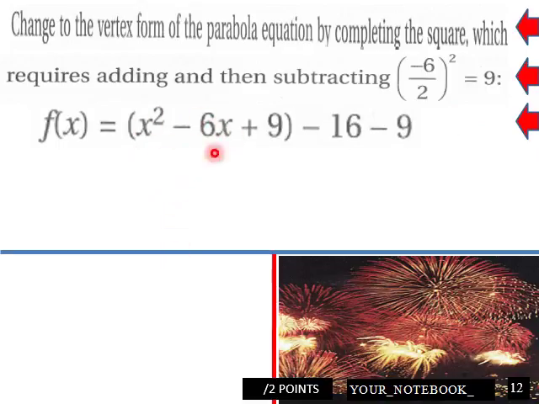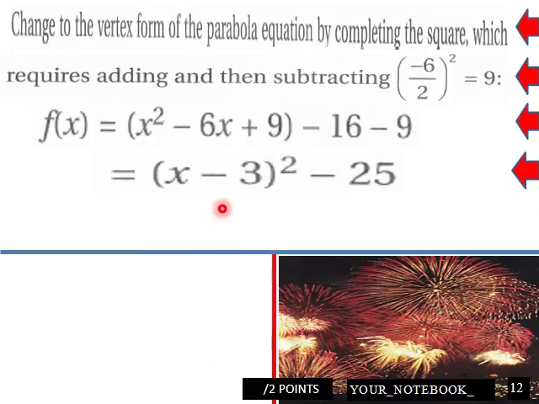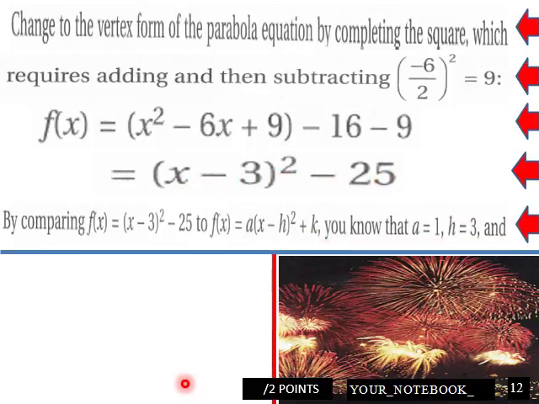So here, if we add, or what do we do here? We square this, so we add 9 here. So we add 9 here is what we do. So x minus 3 squared minus 25.